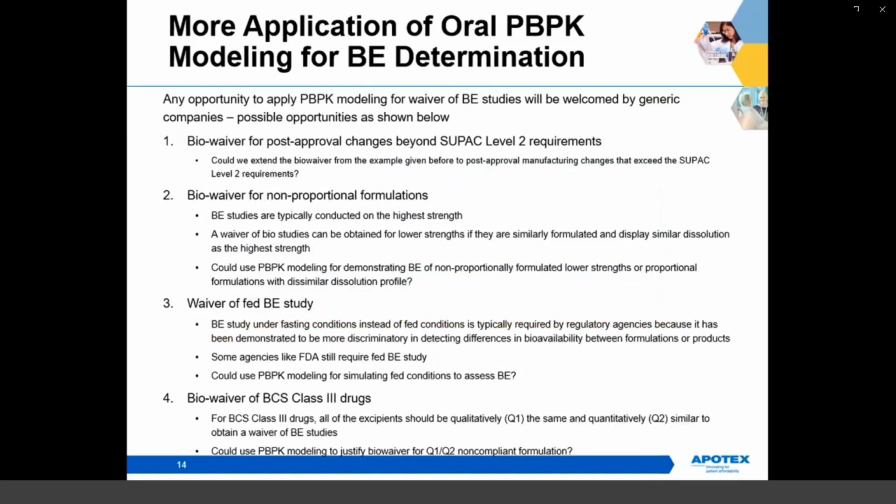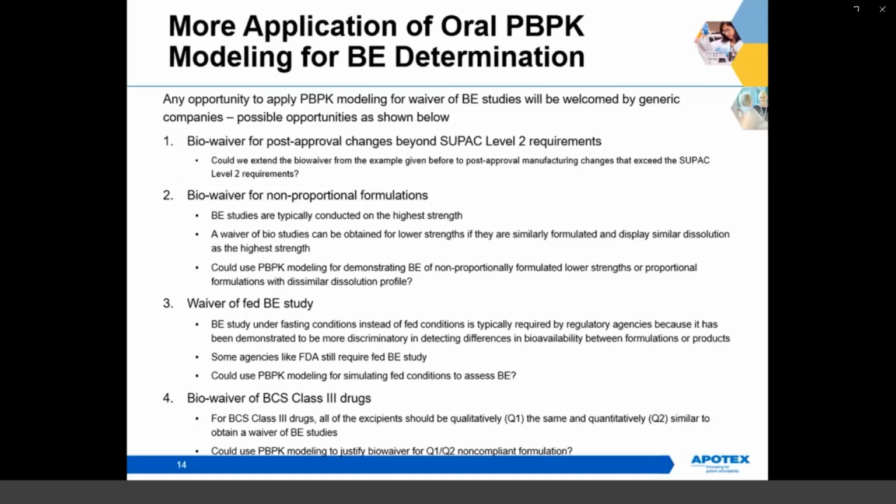We obviously will appreciate more opportunity to apply PBPK modeling for waiver of BE studies. This slide shows a list of possible applications of this modeling. The first possible application is to extend the biowaiver that I have just presented to you to post-approval manufacturing changes that exceed the SUPAC Level 2 requirements.